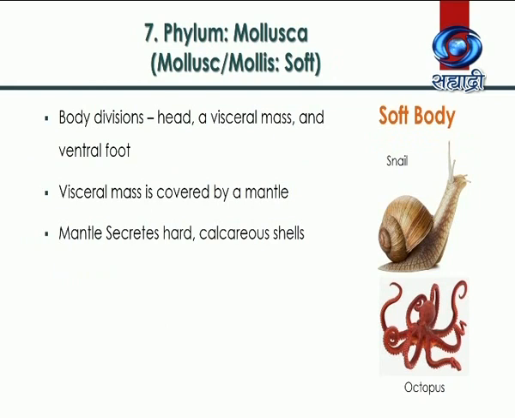The next is second largest animal phylum, that is phylum Mollusca. These are soft or slimy bodied animals. Body of Mollusca member is divided into three divisions, namely head, a visceral mass, and a ventral foot. Here, visceral mass is covered by a mantle. Mantle secretes hard calcareous shells. Shells may be external, internal, or sometimes absent.